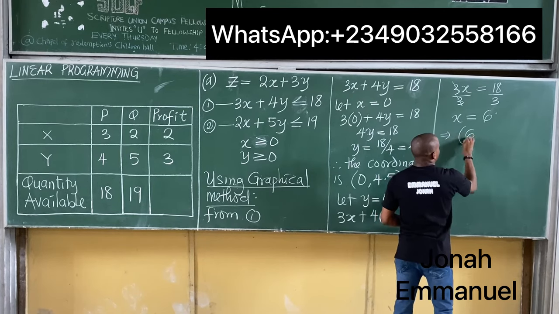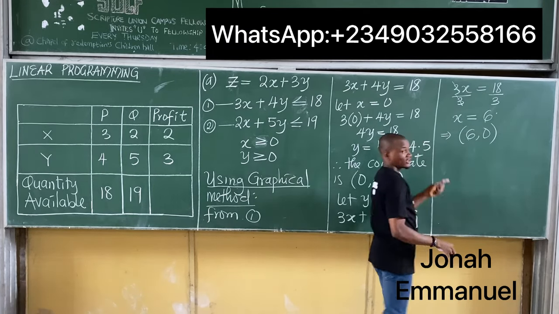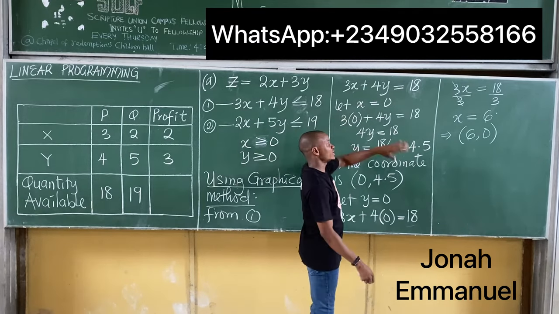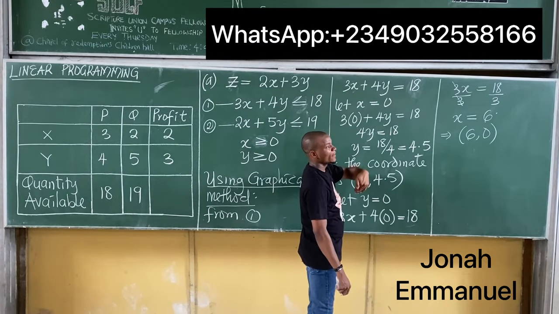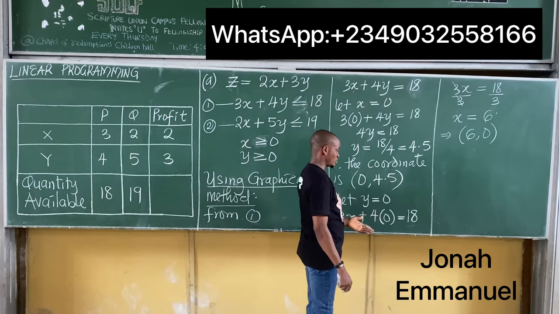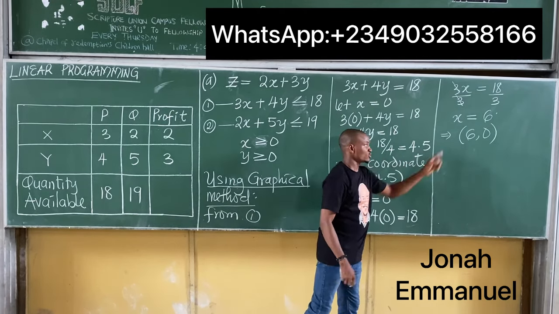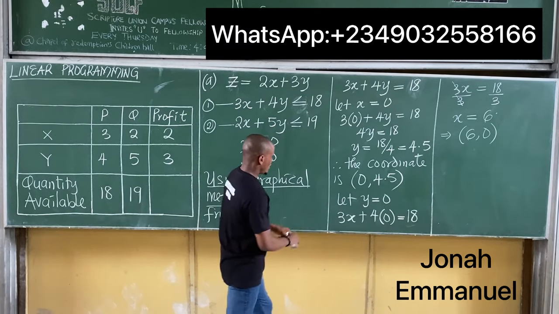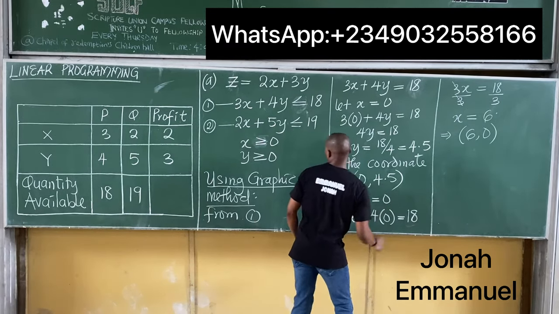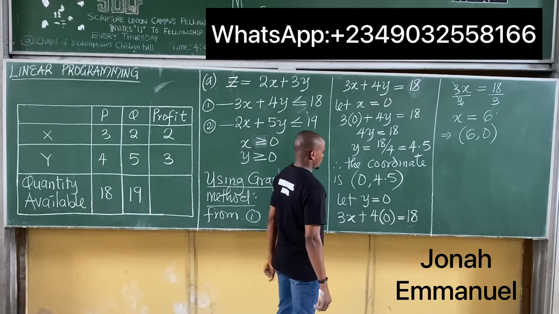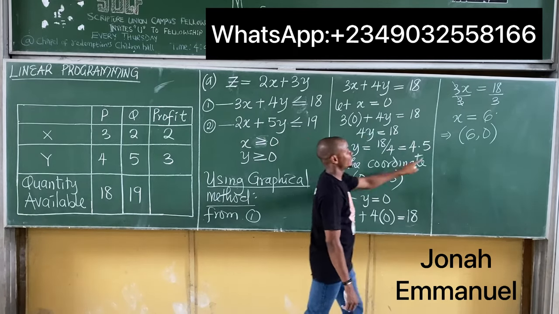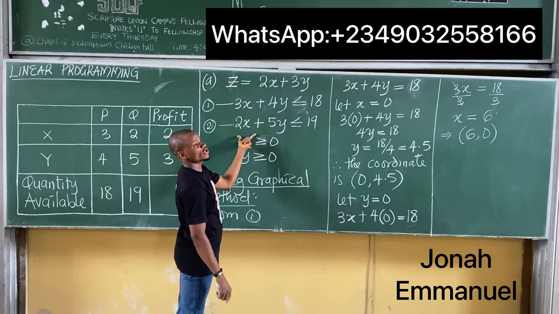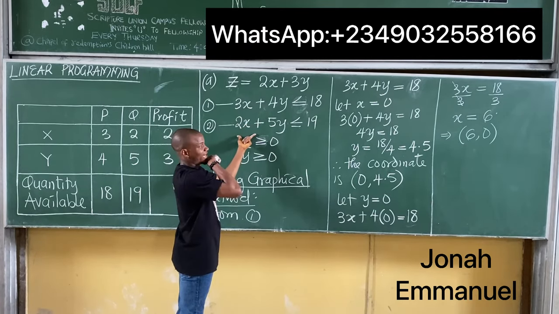So for this one here, what's the coordinate? X is 6, y is 0. I've got this, that's it. So change the inequality to equal to, put x as 0, find y, put y as 0, find x, you get this and this. Should we give them numbers? Okay, so I have this coordinate, I have this. I'm done with the first inequality. Pick up the second inequality, repeat the same process.